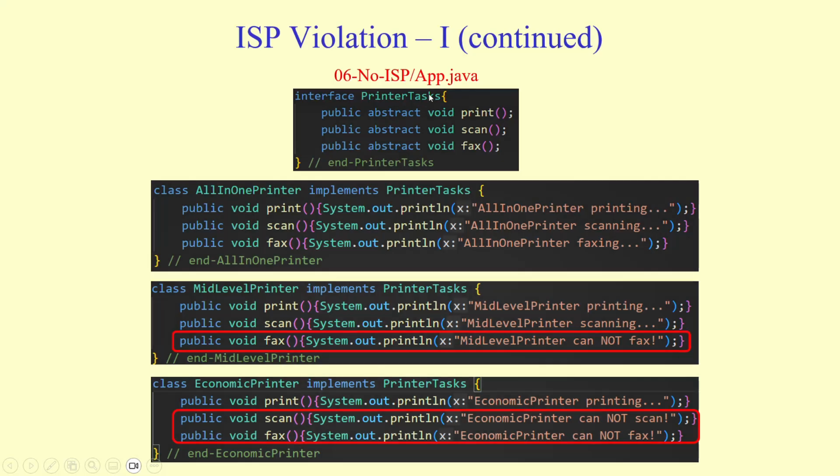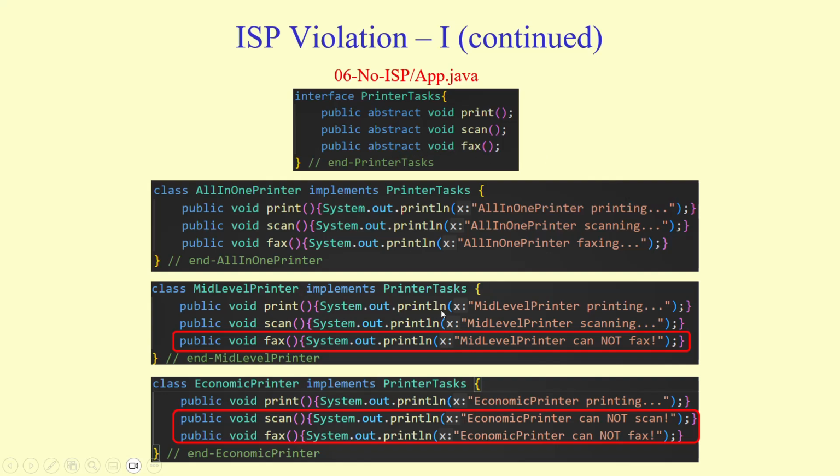So this large interface containing these 3 methods violates the interface segregation principle. If you think about it, printing, scanning, and faxing are 3 different behaviors. We should not put them into a single interface. And if we do that, like in this example, then every printer that implements the PrinterTasks interface still has to provide an implementation for every abstract method in here.